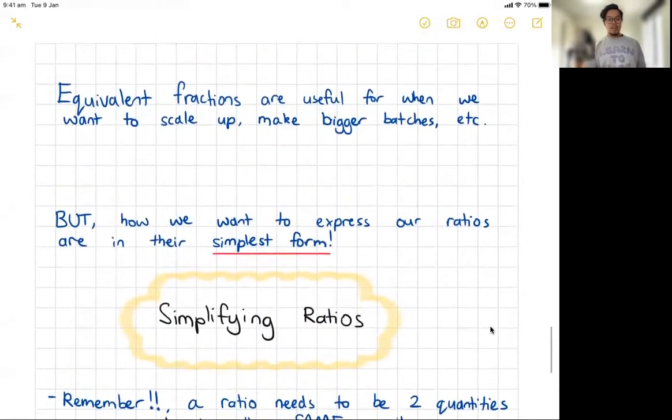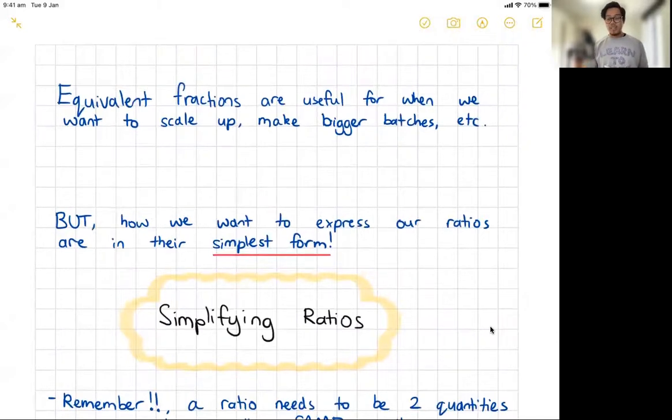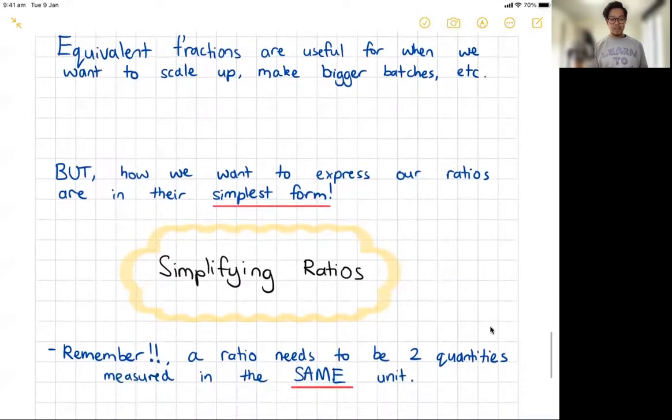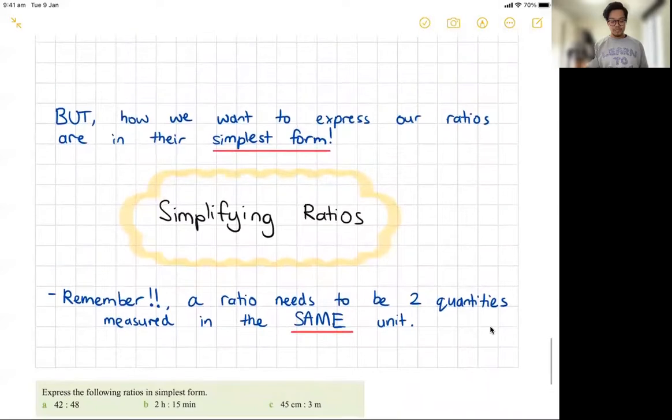But how we want to express our ratios is in their simplest form, right? We don't like things to be difficult. We don't like things to be complex. If we can simplify it, that's what we're going to do. So we're going to learn right now how to simplify a ratio. Just remember this about ratios: a ratio needs to be two quantities measured in the same unit. That's going to be important when we answer some of these next questions, but remember, a ratio compares two quantities of exactly the same unit.